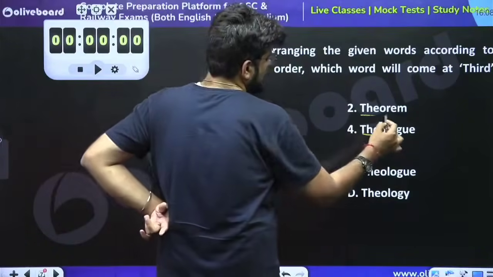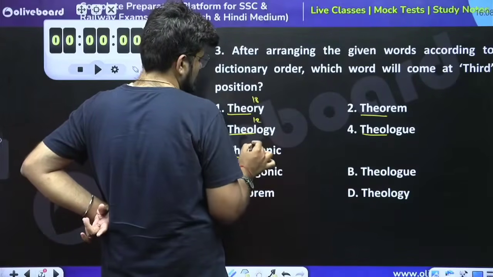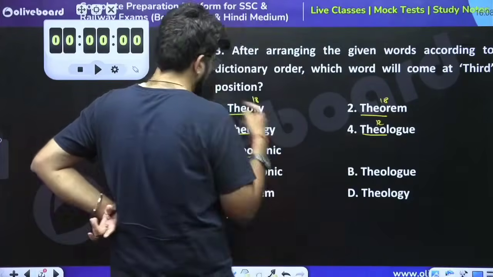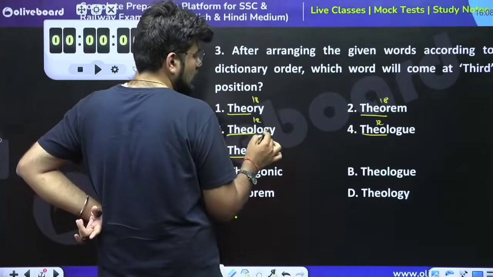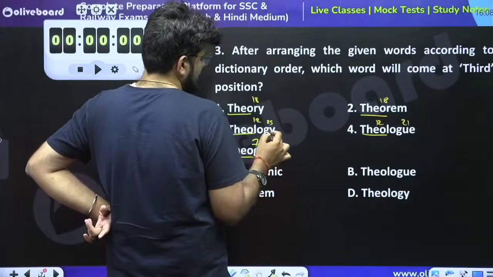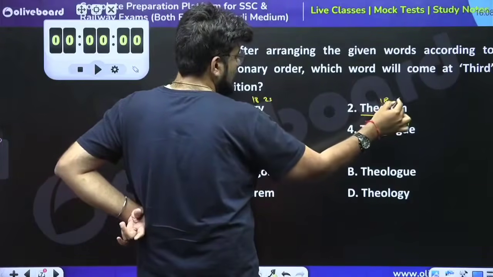Now check. Theory, this is 18. Theology, this is 12. Theogonics, this is 7. Theologue, this is 12. This is 18. Now, for 12 and 18, you check the next ones also. So, theology, theologue, Y and U. So, this is 21 and this is 25.